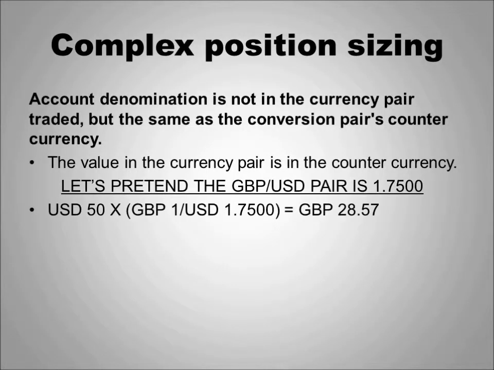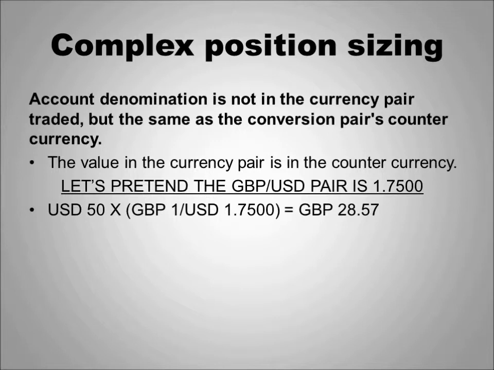So let's say the British pound US dollar pair is $1.75. Because if we have US dollars in our account and we're trading two currencies that do not include the US dollar, we have to be able to determine the exchange rate of each currency compared to the US dollar. So that means the British pound US dollar pair, let's say it's $1.75. And remember, we have $5,000 in our account.